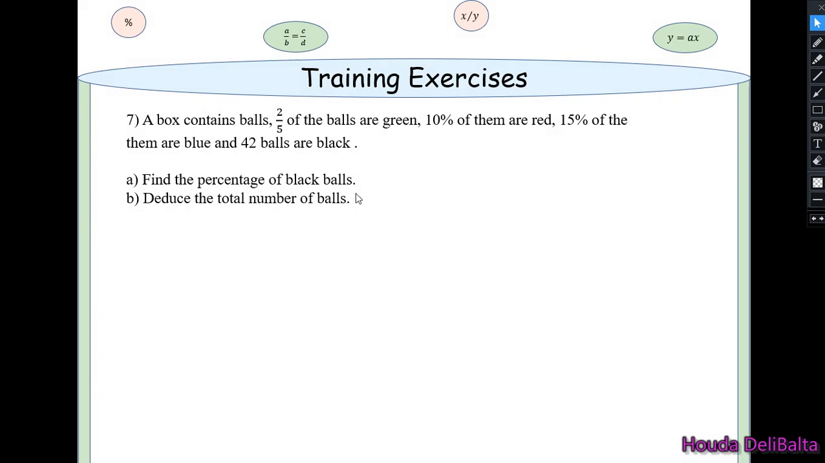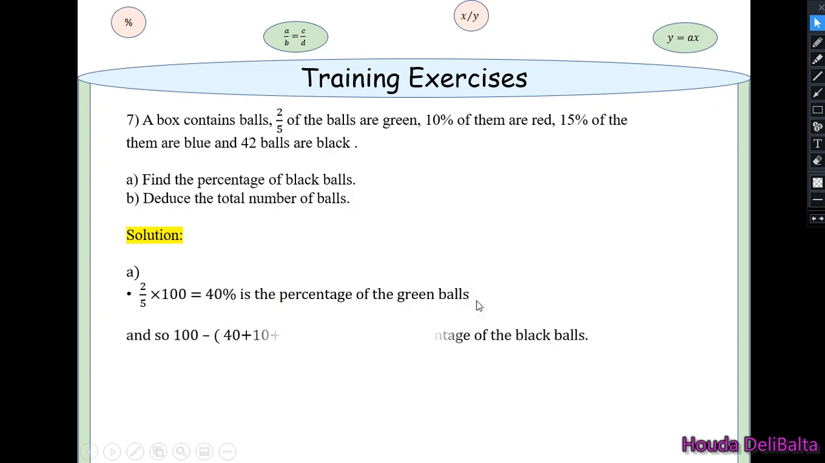Let's think a little bit. I can benefit from these percentages, I guess. But how to change 2 over 5 into a percentage? Let's see. To change 2 over 5 into a percentage, all I do is multiply it by 100, as simple as possible. So 2 over 5 times 100 is going to be 40%. That's the percentage of the green balls.